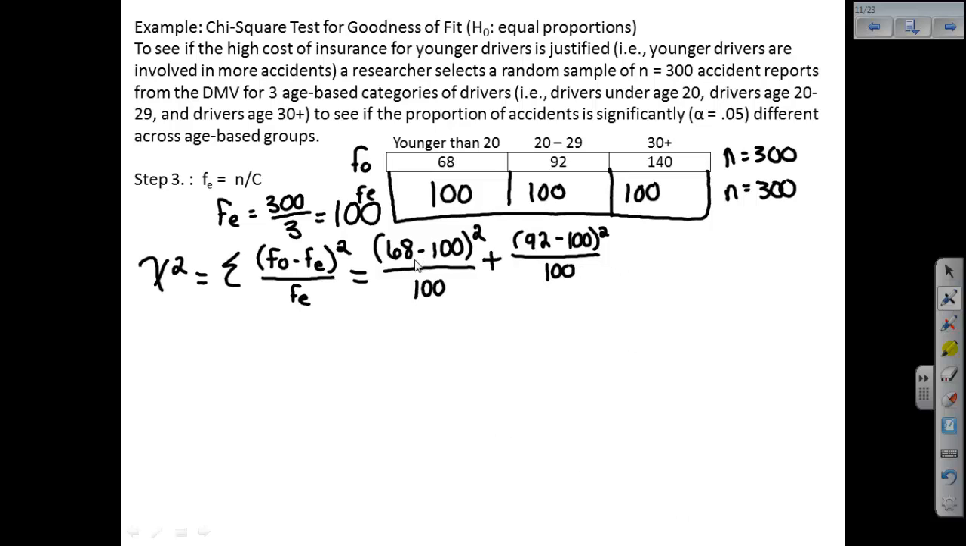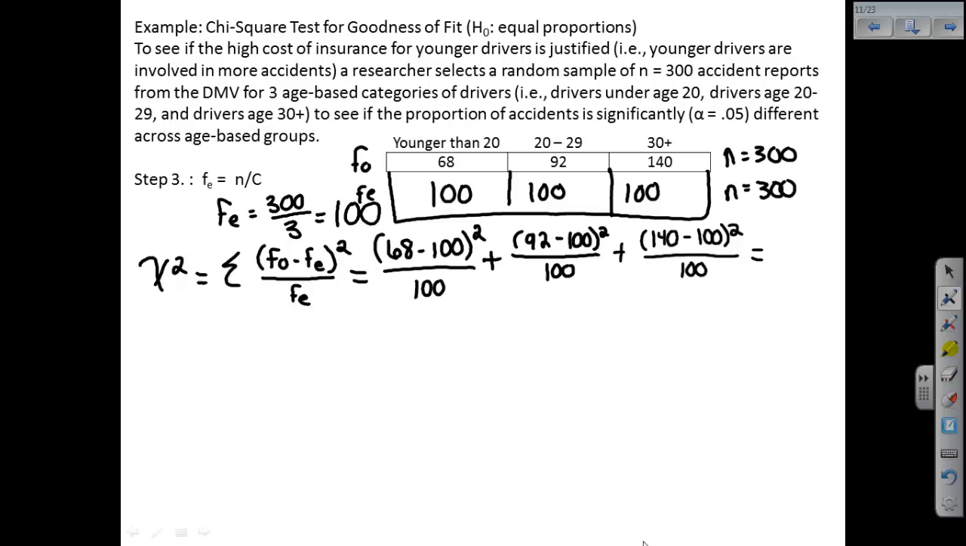Granted, you're not going to have the same observed or expected frequency for all groups when we do the next type of goodness of fit test. All right, last one. We observed 140 accident havers in the 30 plus group minus what we expect under the null, squared, divided by what we expect under the null.